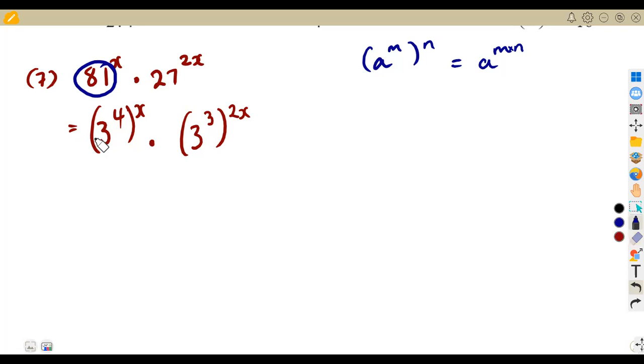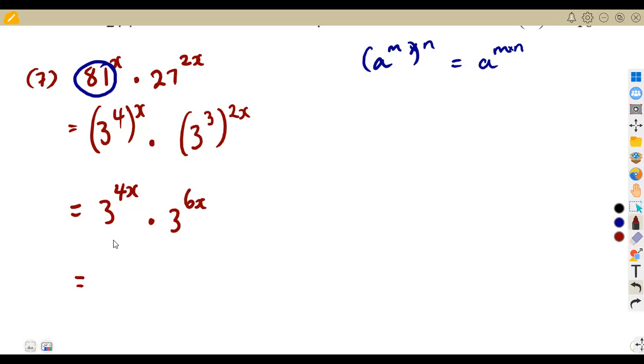Let us see here. Now we can expand. Remember, I talked about the idea of an exponent to an exponent. This is what we have here. So you're going to multiply m times n. So that will be 3 to the exponent of 4 times x, which is 4x, multiplied by 3 to the exponent of 3 times 2, which is 6x. 3 times 2, that's 6.